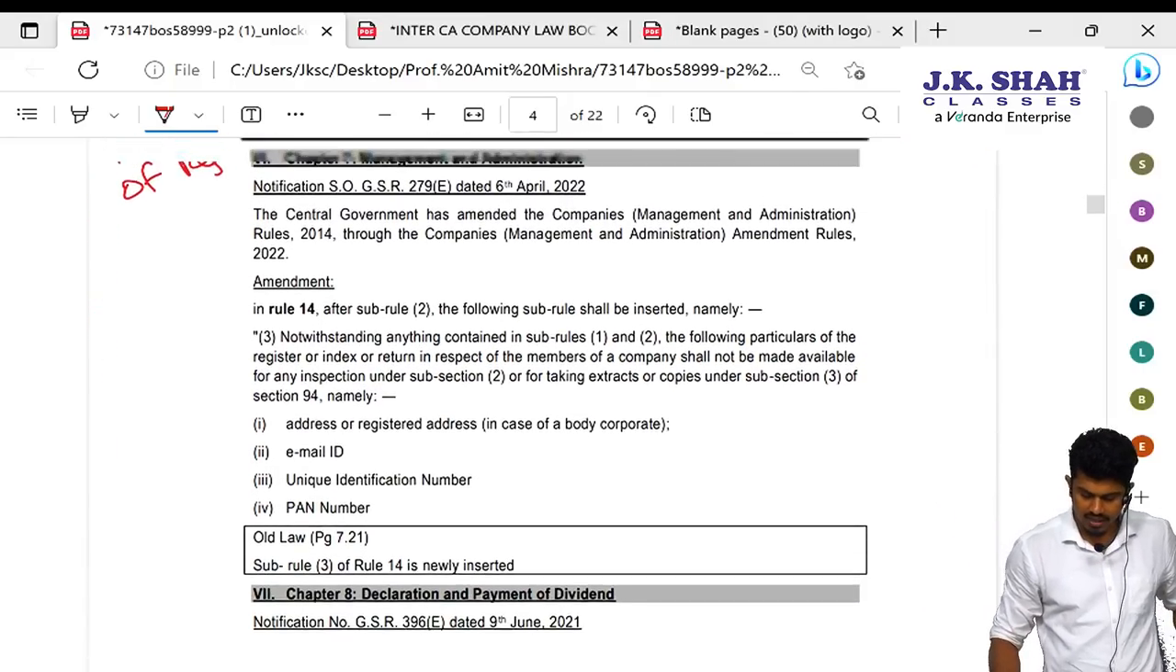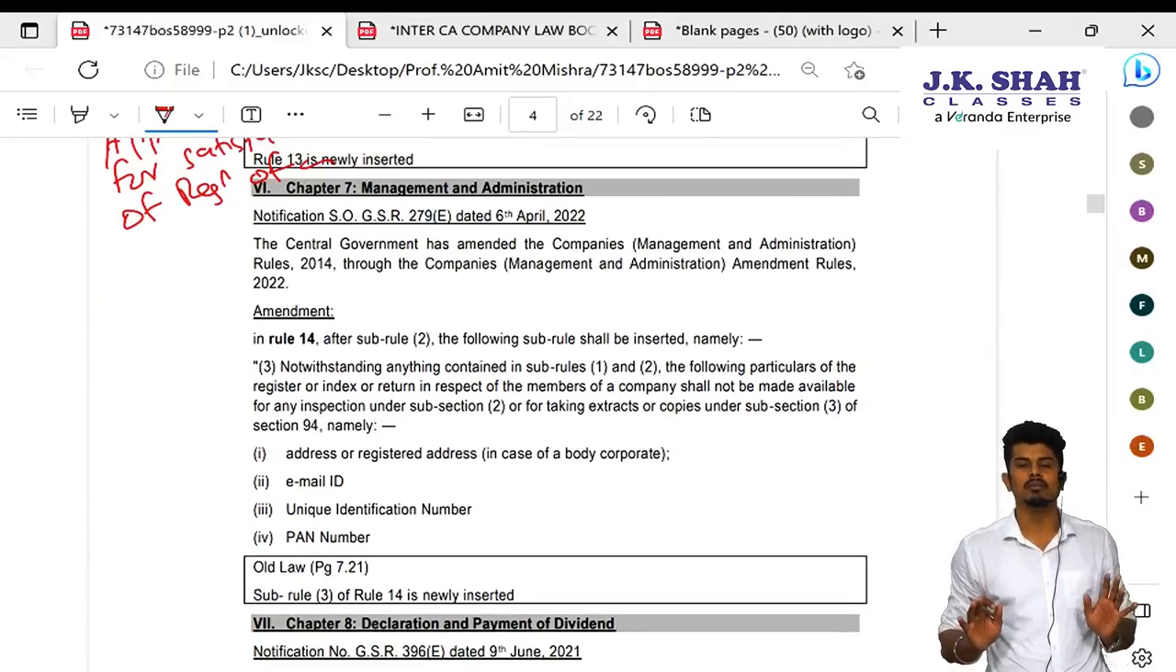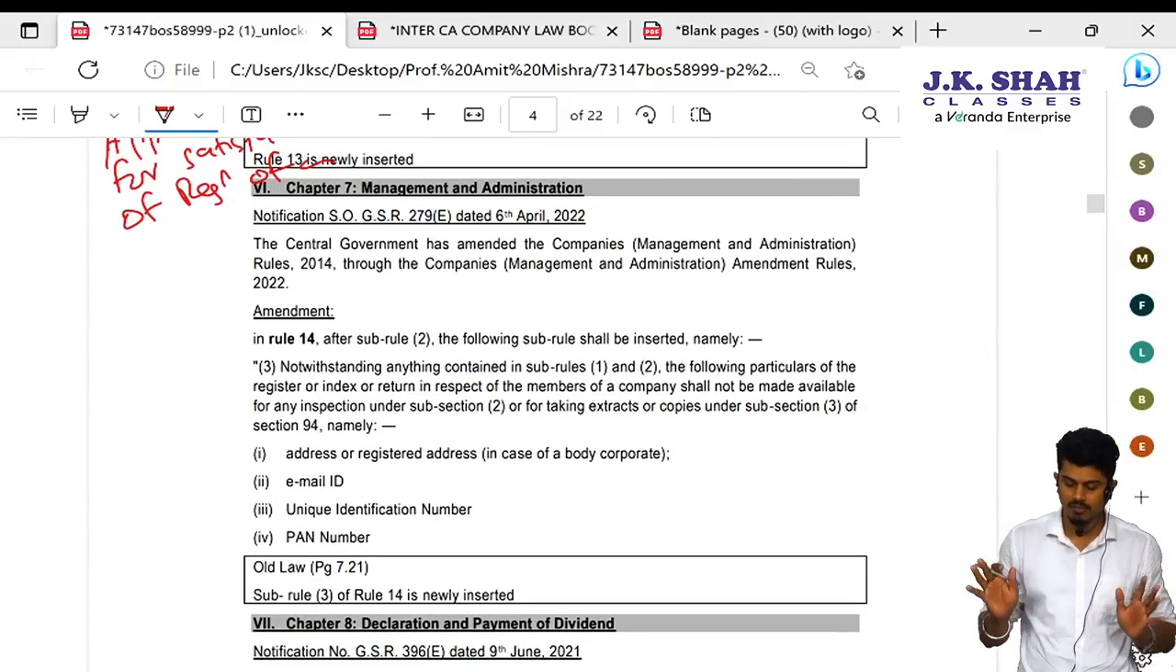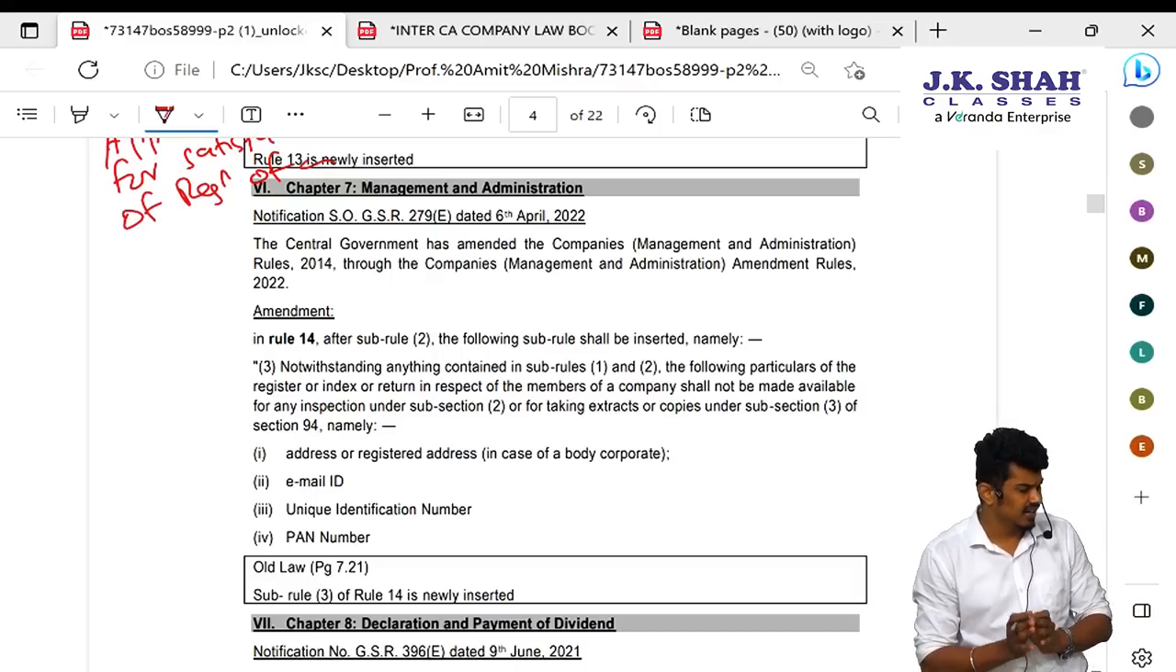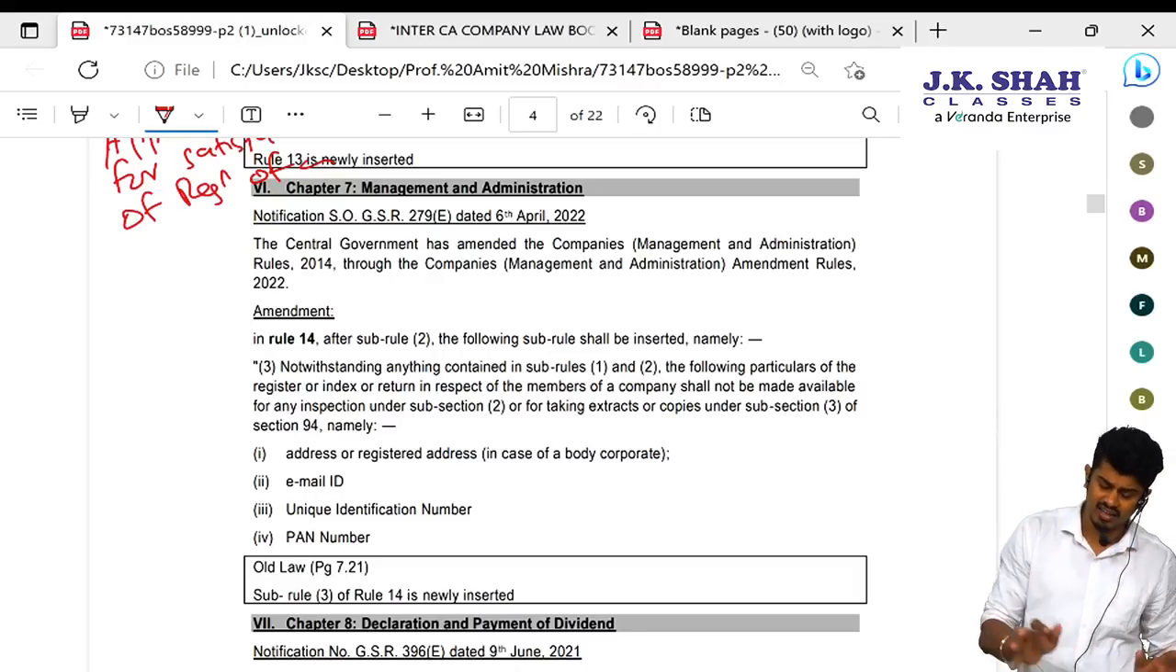Okay. Again, a very, very small amendment in chapter number 7. It was there earlier also.